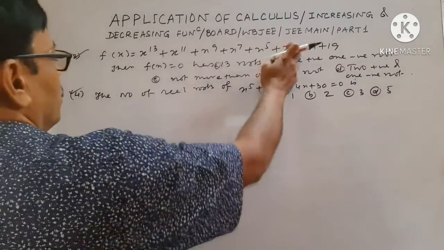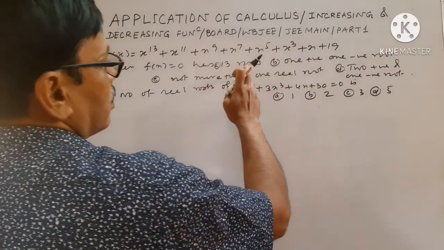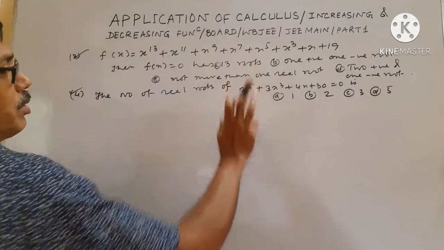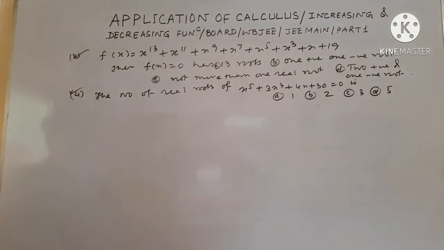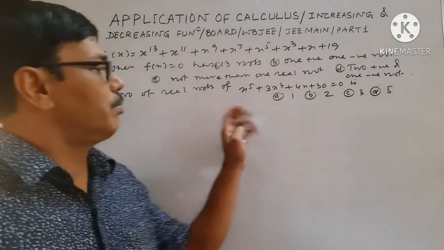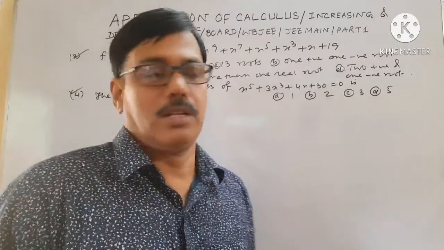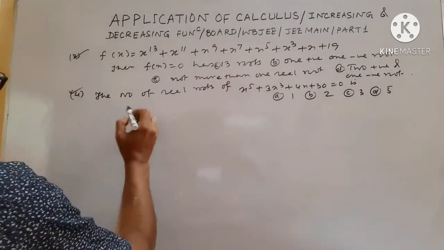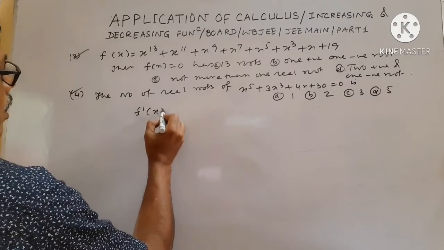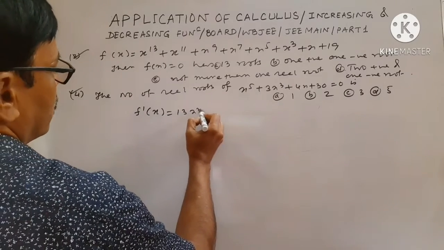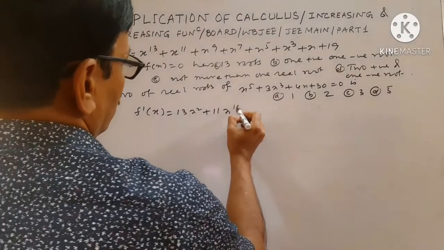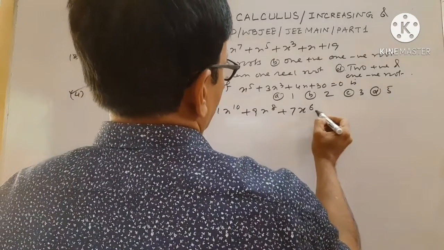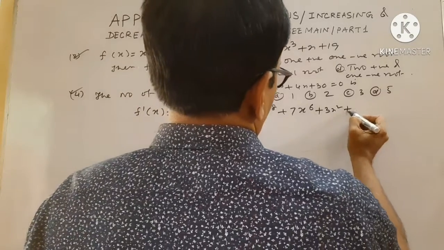f(x) equals 0 has 13 roots, 1 positive, 1 negative, 1 real root, 2 positive, 1 negative root. Similarly, the fourth one. So f(x) equals this. So what is f dash x? 13x square, 11x to the power 10, 9x to the power 8, 7x to the power 6, 3x square plus 1.